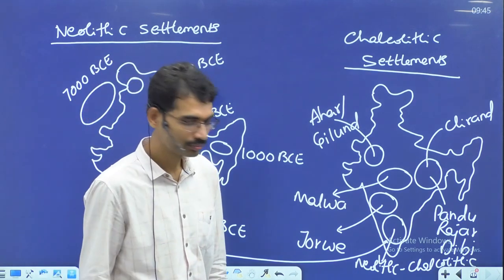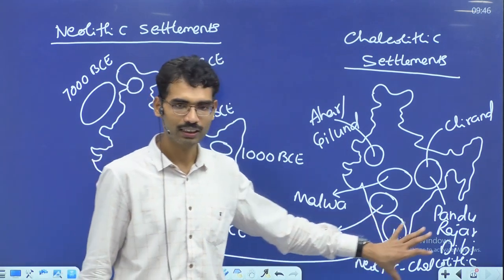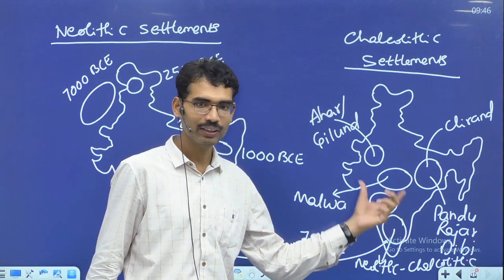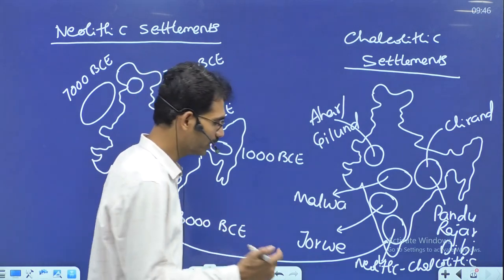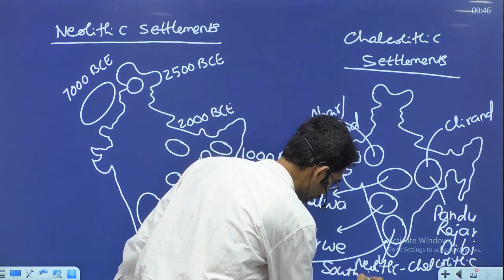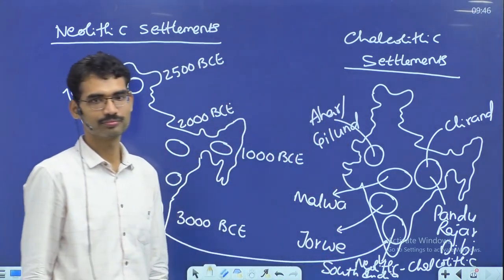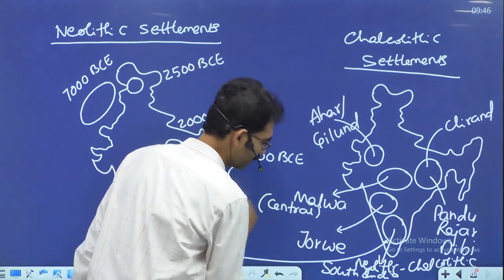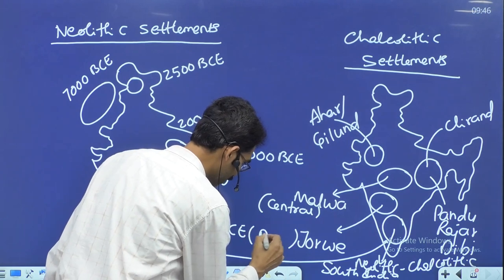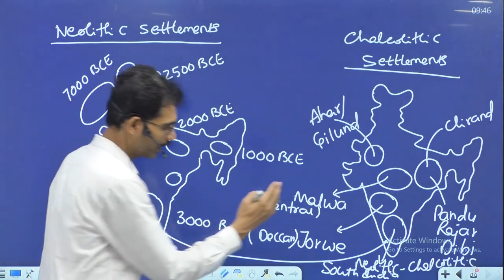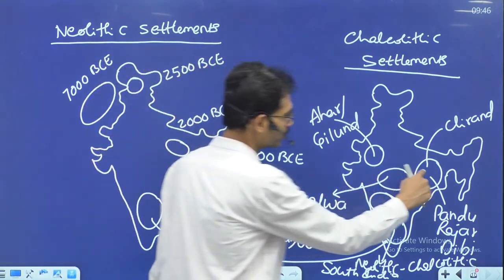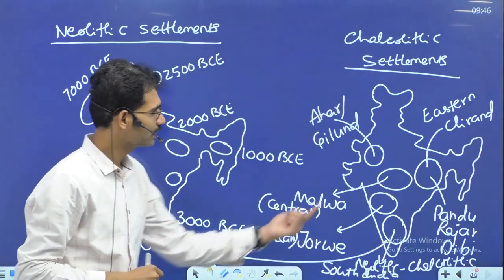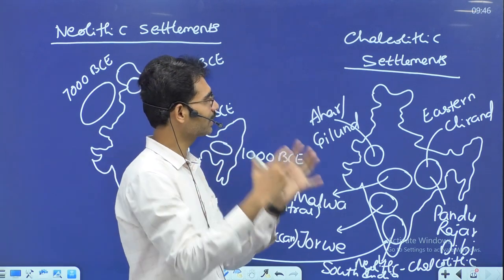And here, Karnataka region, Karnataka, Andhra. In that way, actually, there is no single description. South Indian, Chalcolithic, Neolithic. Malwa we call Central. Jorwe we call Deccan, and below that South India. And when it comes to this, Eastern India. This is the Western part.